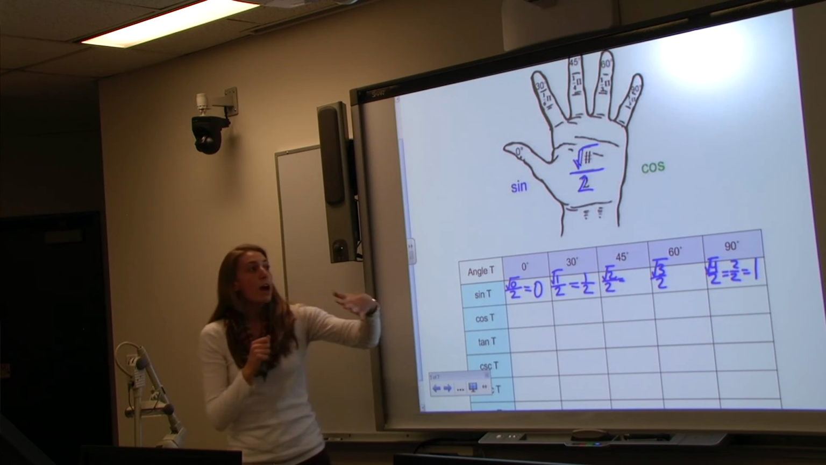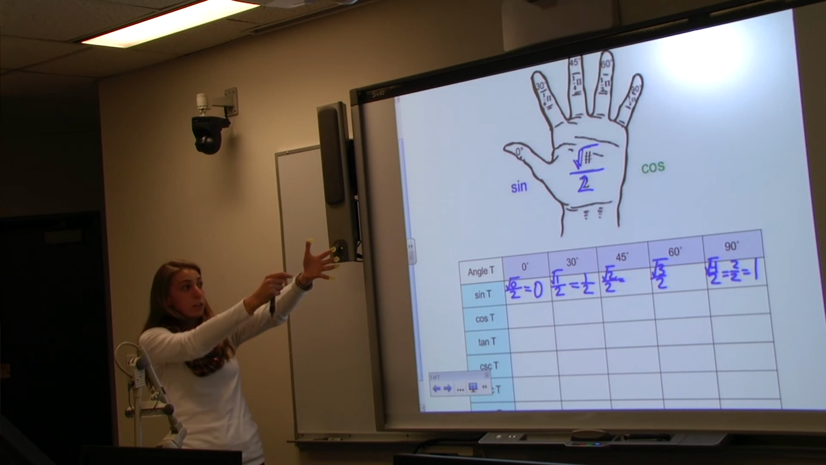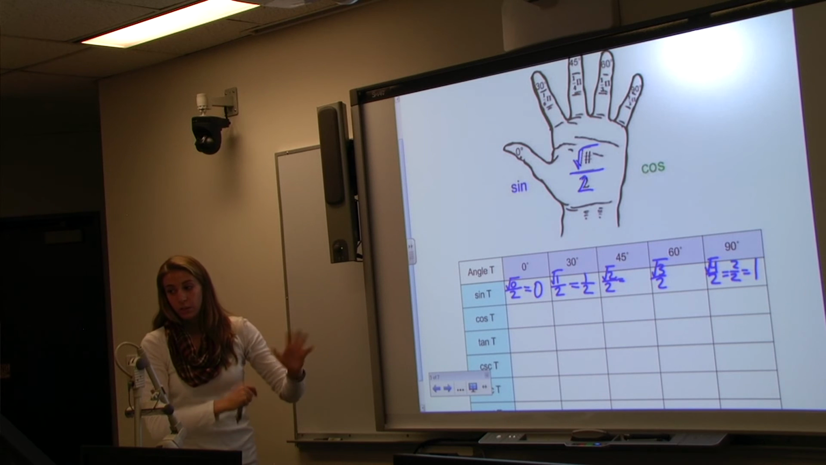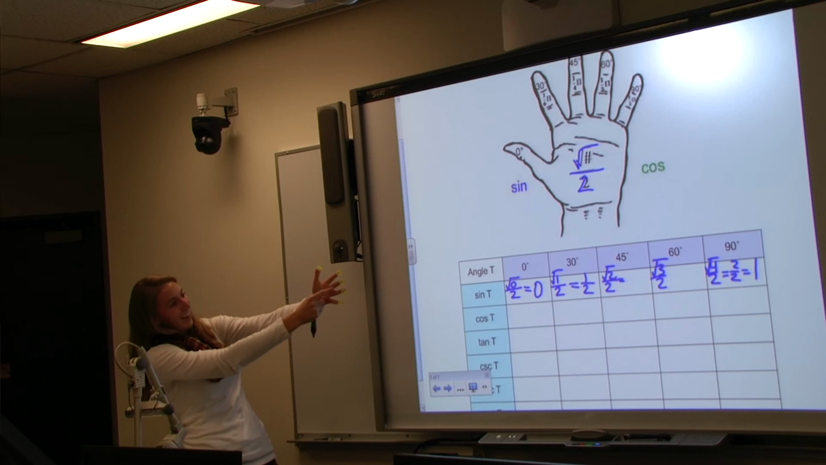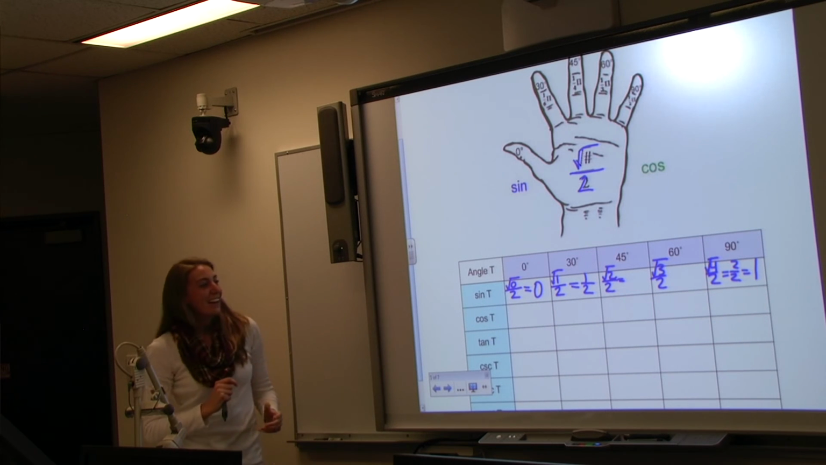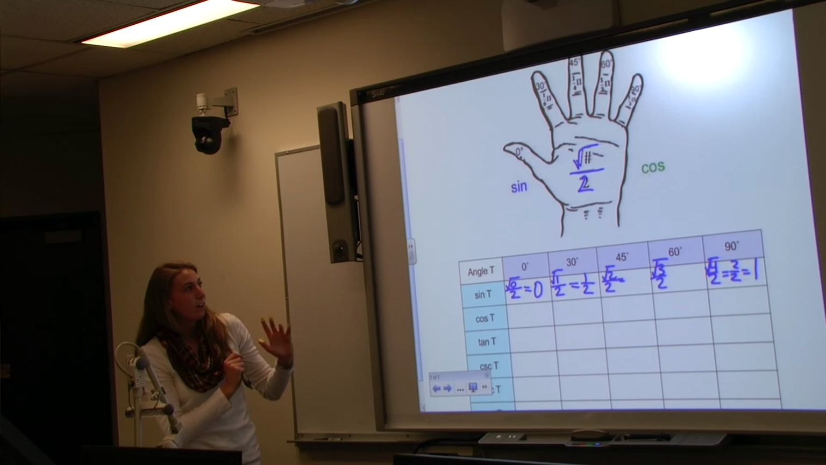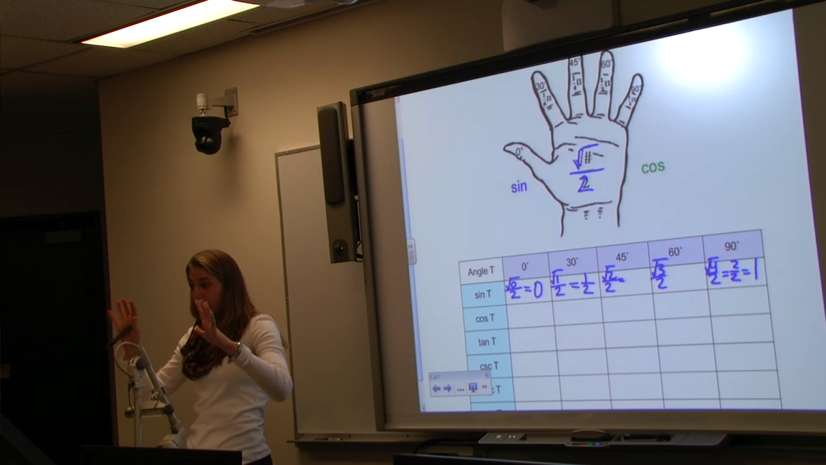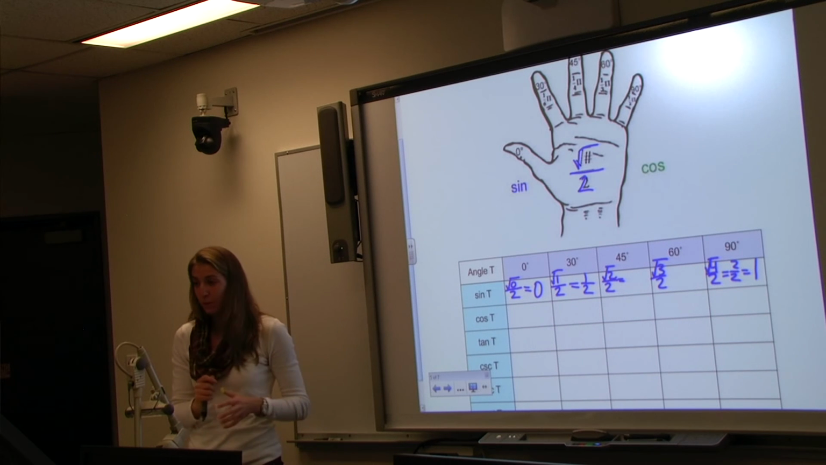Okay, so now we're going to go to the cosine. But this time, you're going to count from the other side. So you have 0, 1, 2, 3, 4. Okay? 0, 1, 2, 3, 4. But you're going to use your same things. So, I'm going to leave you guys to do cosine by yourselves. And I know you can do it. Ready? Go.